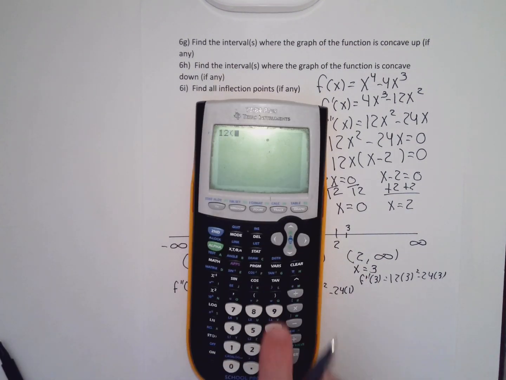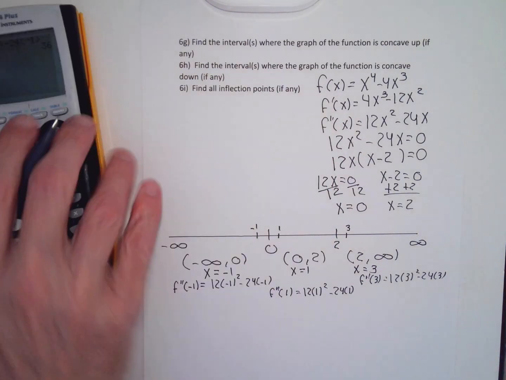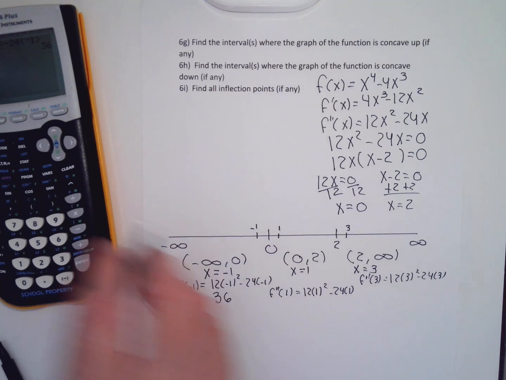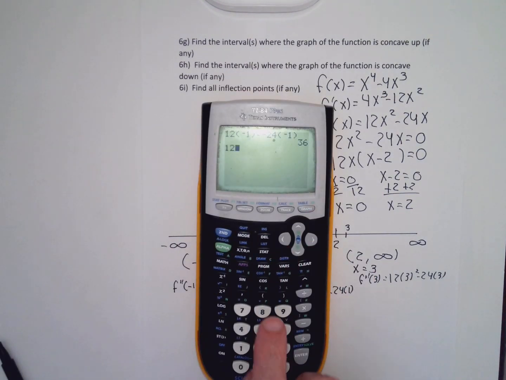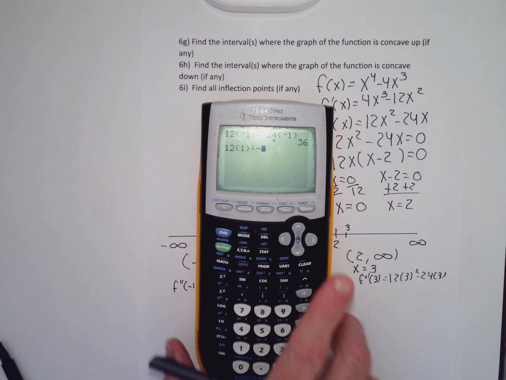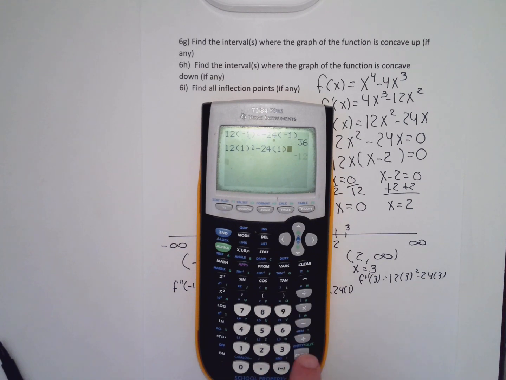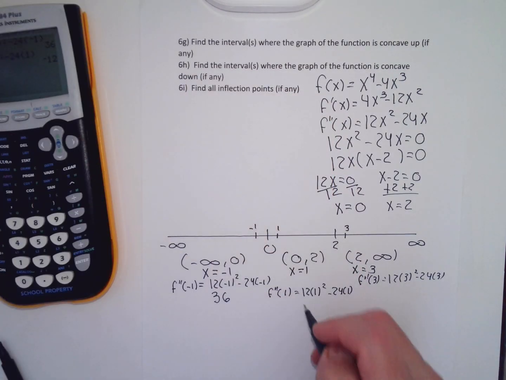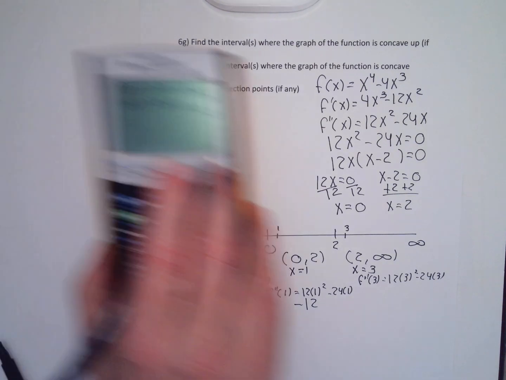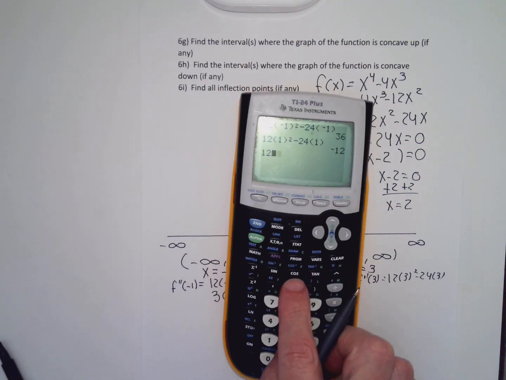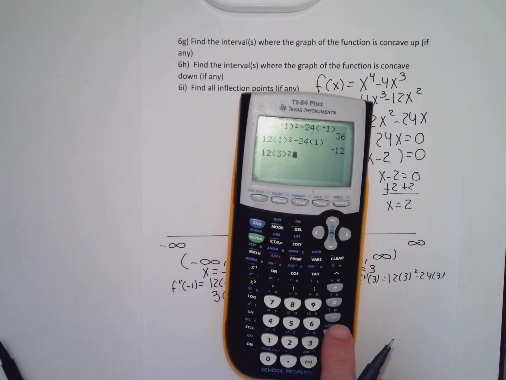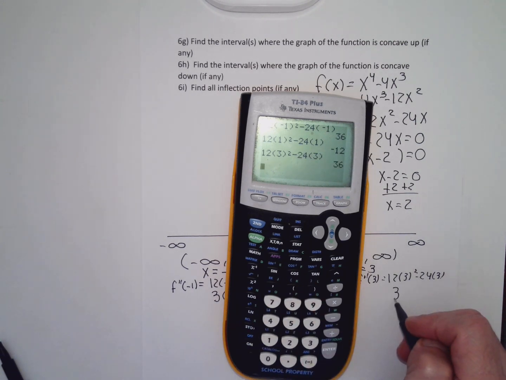So 12 times negative 1 squared minus 24 times negative 1 is 36, so it's concave up. And then 12 times positive 1 squared minus 24 times positive 1 is negative 12, so it's concave down because it's negative. And then lastly, 12 times 3 squared minus 24 times 3 is positive 36, so it's concave up.